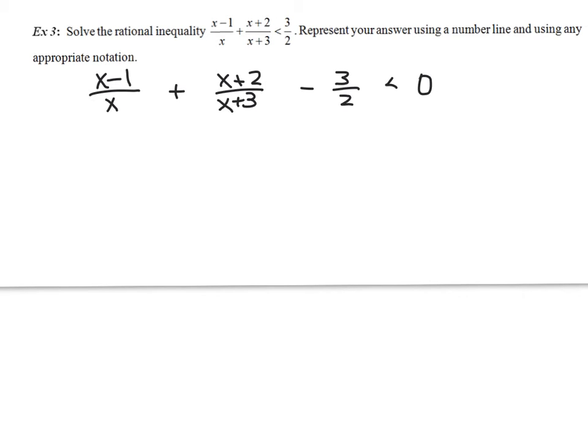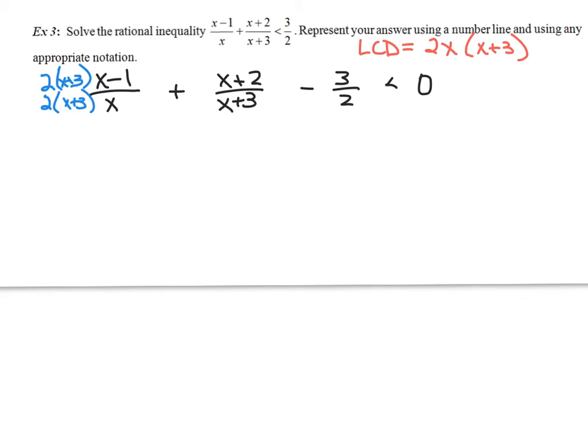Now when I look at this carefully, I see that my least common denominator is going to have a 2 and an x and also an x plus 3. So what am I missing in the first fraction? I'm missing the 2. And we also need the x plus 3. So let's multiply the numerator and the denominator by 2 and by x plus 3.